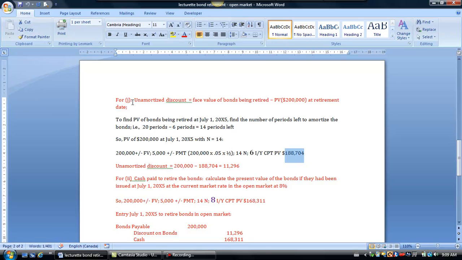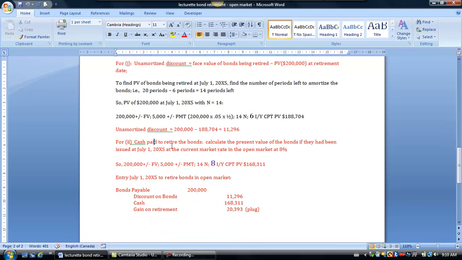So now, to calculate that unamortized discount, and again, I have to calculate it so I can take it off the books, that's going to be based on our formula: the face value of the bonds being retired, which is 200,000, less the present value of those bonds at retirement, which we've just calculated, which gives us $11,296. So this is an amount that's going to be included in my journal entry to retire the bonds. So the last thing I want to record here is the amount of cash that I'm going to pay to retire the bonds. So therefore, once I know that amount, I can calculate any gain or loss on the retirement of the bond. So now, let's have a look.